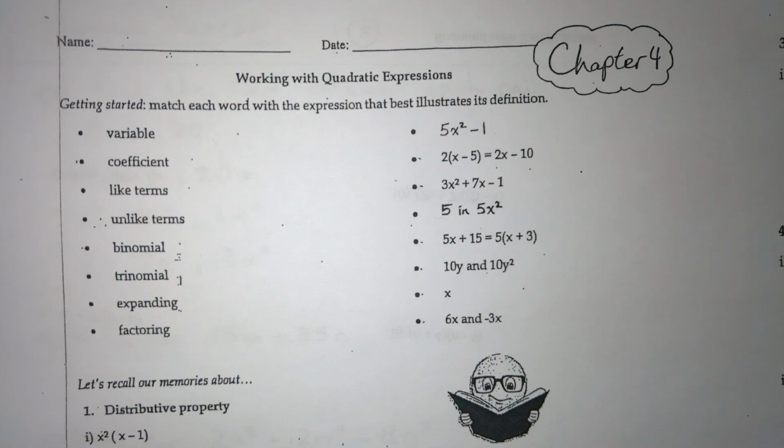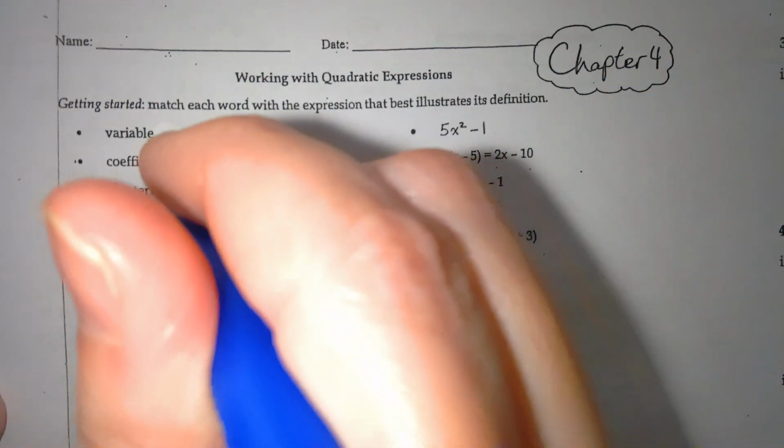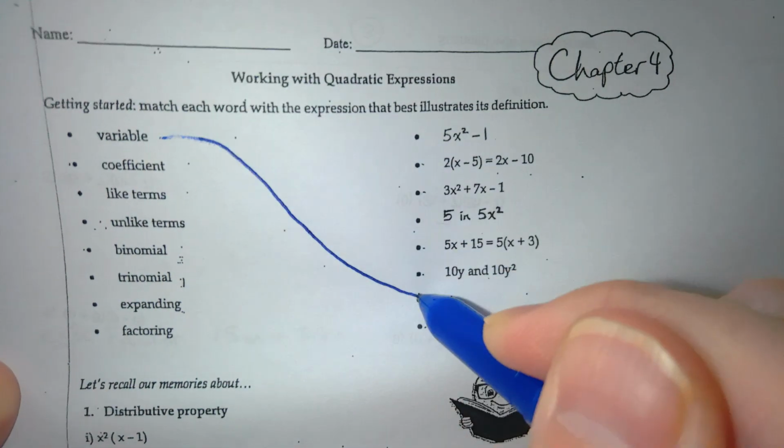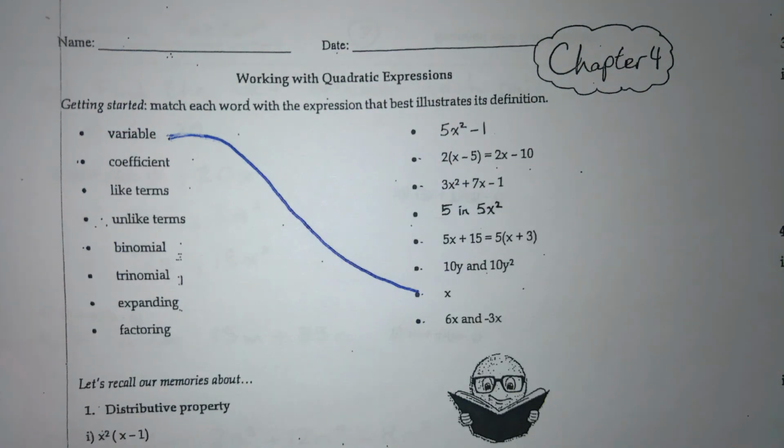What are variables? A letter, right? So in this case, it's going to be this one. The variable is like x or y or x squared. These are all variables. Coefficient.